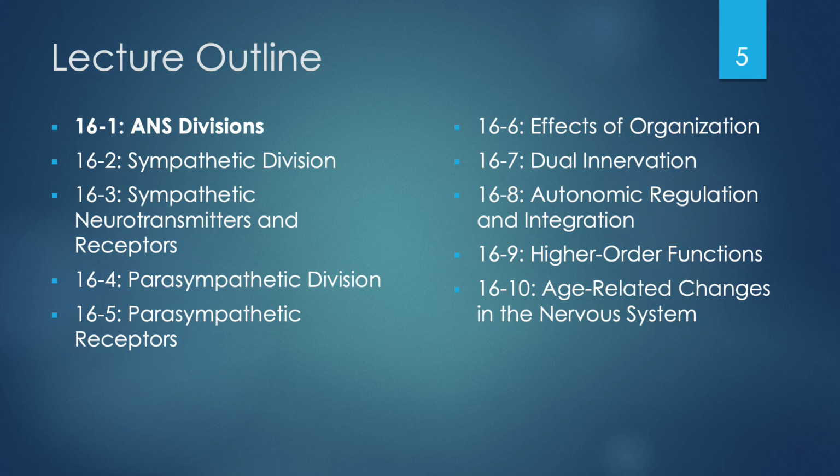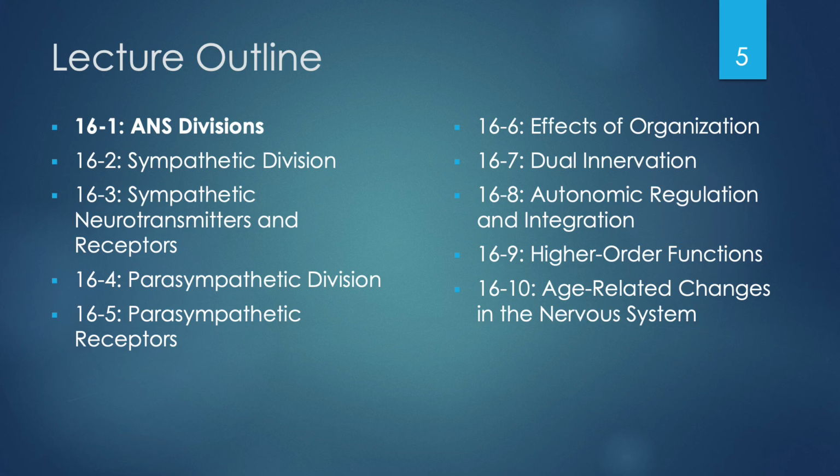As always, today we're going to proceed through the content in the order in which it is presented in the textbook. So that way, if you ever want to go back and review a certain area, it should be easy for you to find. So we're going to start off today talking about the divisions of the autonomic nervous system. We'll then discuss the sympathetic division, then sympathetic neurotransmitters and receptors.